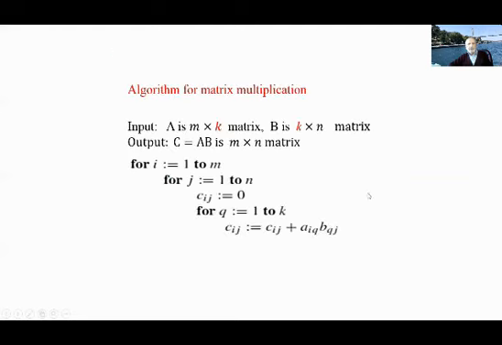Here is an algorithm for matrix multiplication. Input two matrices. A is m by k, B is k by n, and the output, the product of the two matrices, is an m by n matrix. And you see we have three loops, and then at the end you will find the output C. And you notice here that every time I have a multiplication, I have an addition as well. The number of multiplications is m times n times k, and also the number of additions is m times n times k.